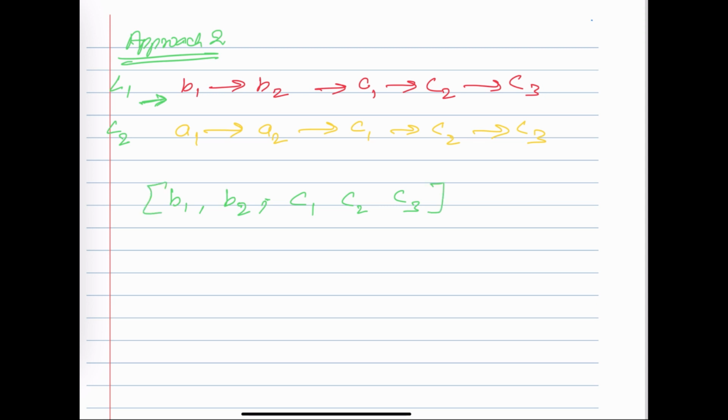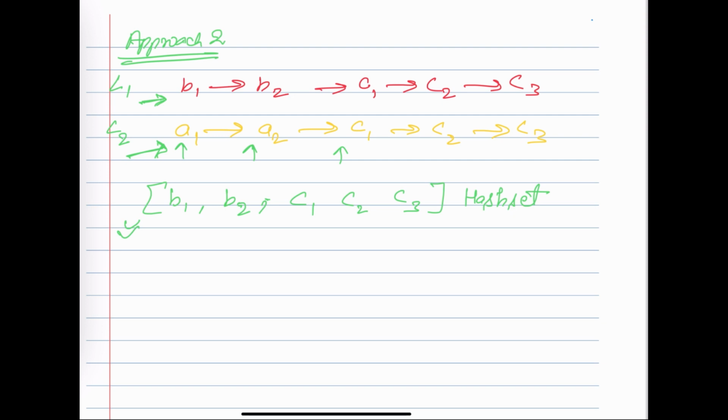Okay, so this will be my hash set, and after that I will be traversing linked list 2 and keep on comparing each node from list 2 in this hash set.